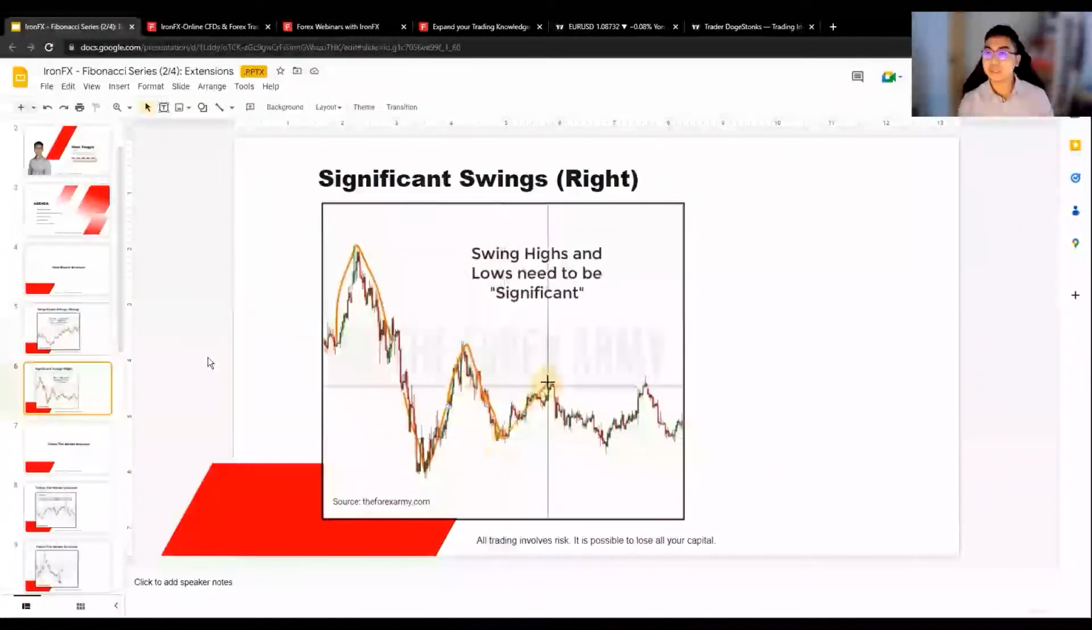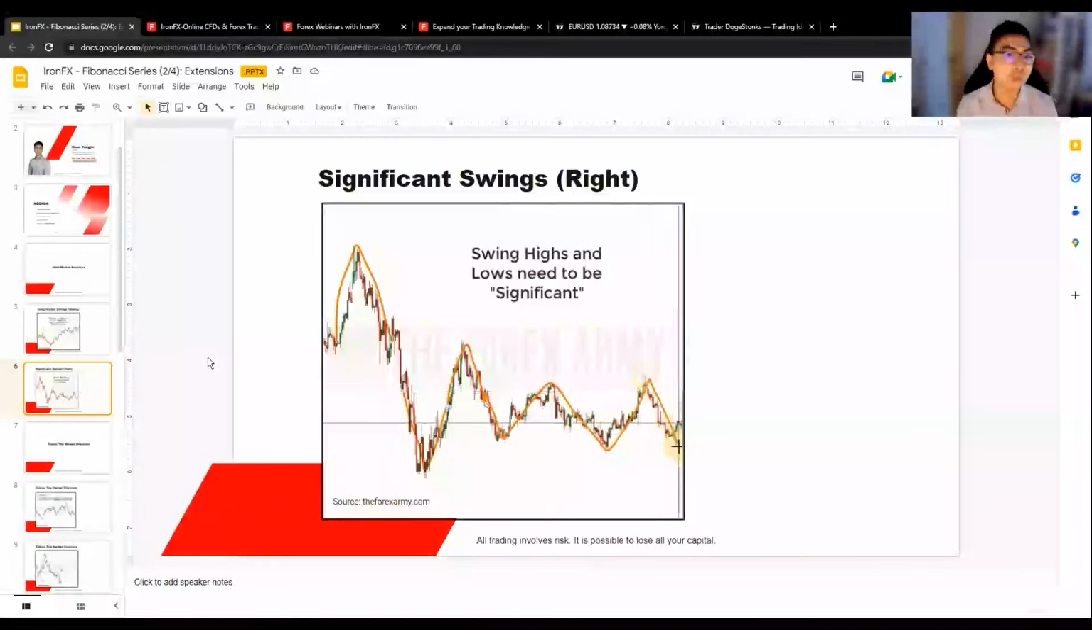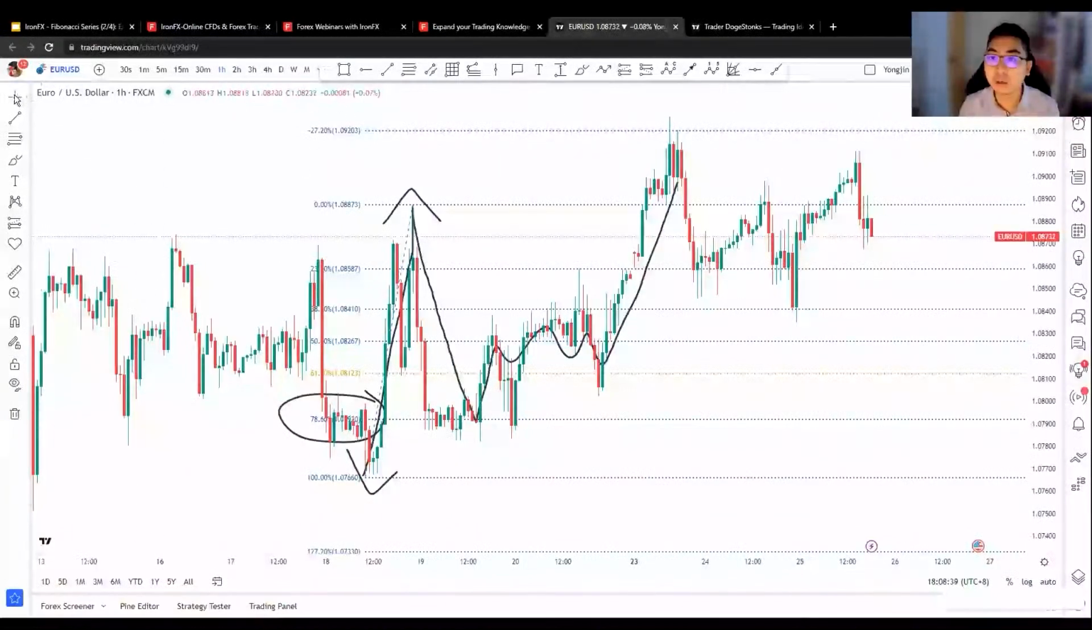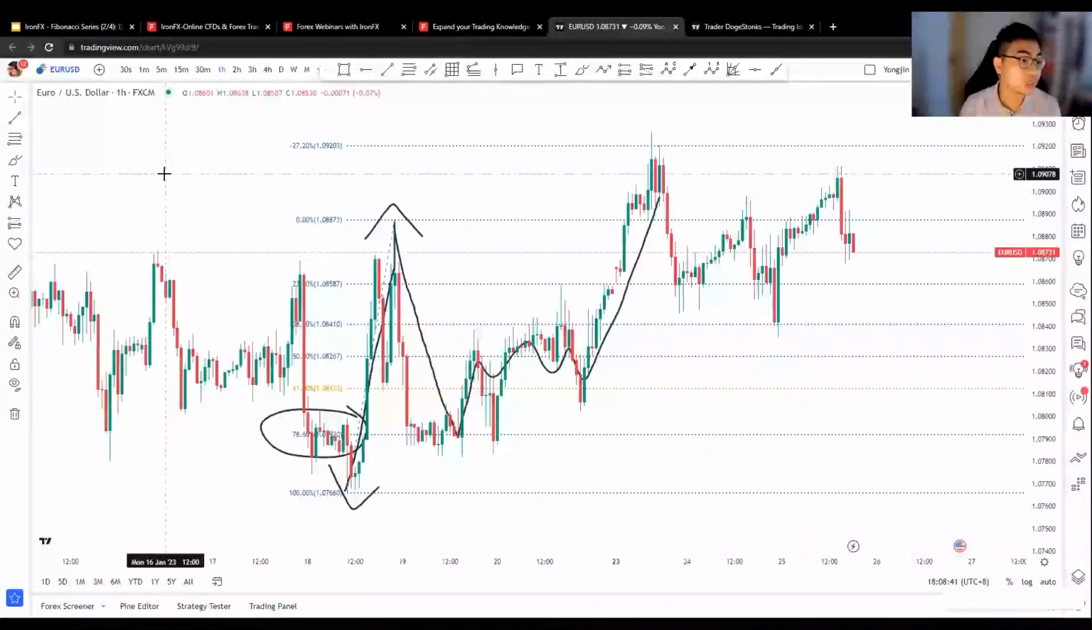Next, using Fibonacci swings the right way. Please take a look at this short little clip. The swing highs and lows need to be very significant before you can start drawing your Fibonacci line. Another reason for using the Fibonacci line is that many algorithms use Fibonacci for their trading. It's actually robots and expert indicators. They rely a lot on the Fibonacci line to trade.